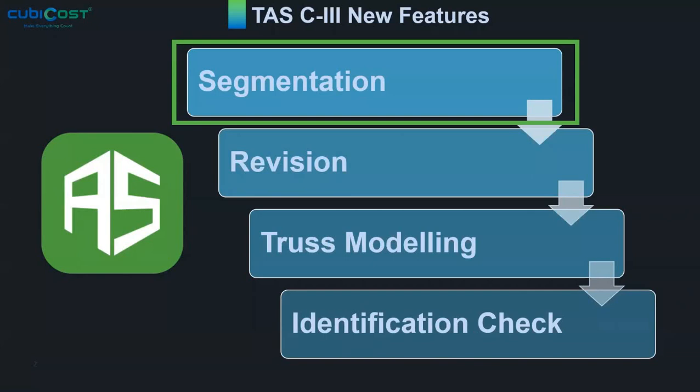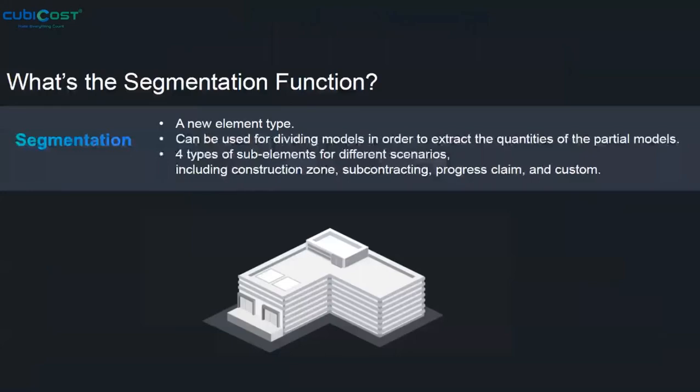Just to give you an idea of these new features, the segmentation is a new type of element. This element can be used for dividing models in order to extract the quantities, or even the partial quantities, of the model. Under this segmentation, we have four types: the construction zone, subcontracting, progress claims, and custom segmentation, depending on your scenario.